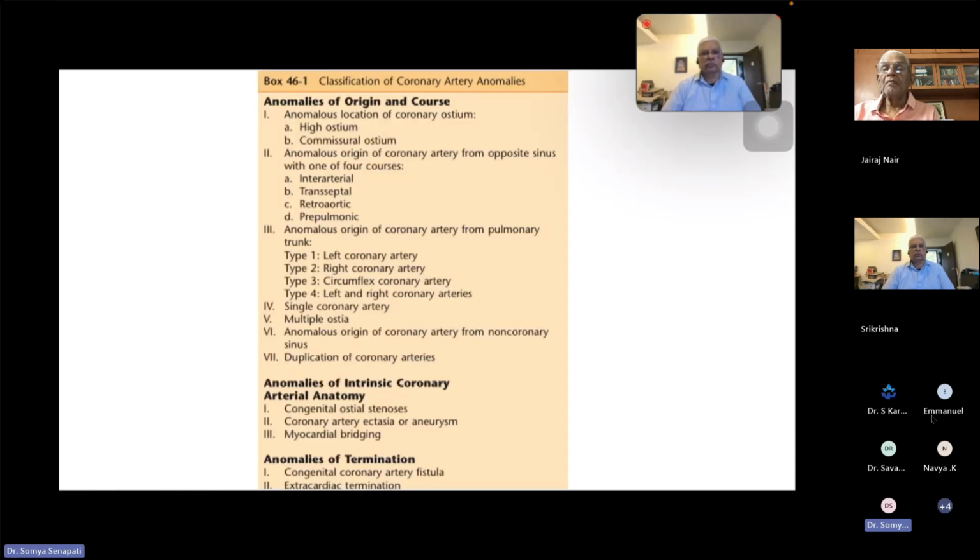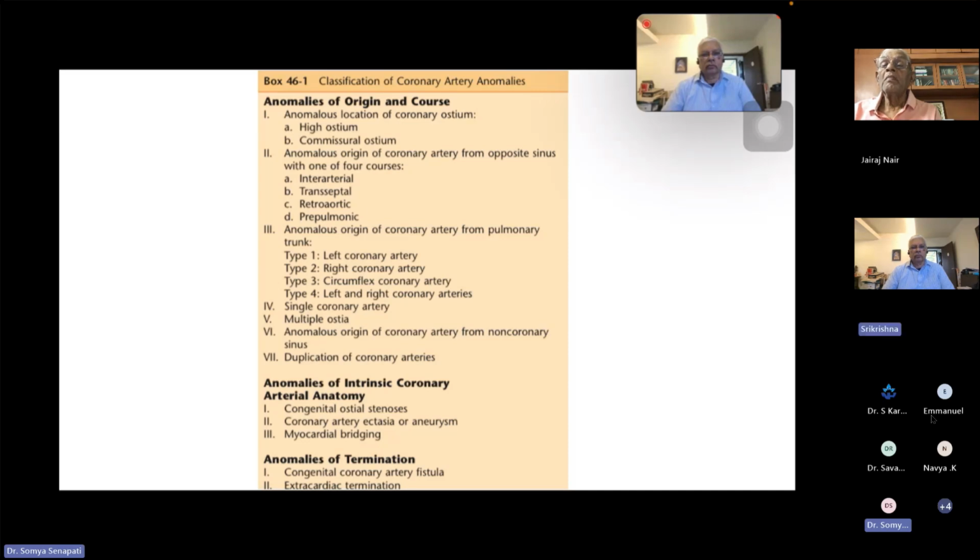Broadly, we can divide into three categories. The first one is anomalies of origin and course, anomalies of intrinsic coronary arterial anatomy, and termination. In origin and course, we can further divide into 7 categories. The first one is the anomalous location of the ostium. It might be a high ostium, it might be a commissural ostium. The second one, origin of coronary artery from opposite sinus with 1 or 4 courses. The courses of coronary arteries can be interarterial, transeptal, retroaortic, and prepulmonic.